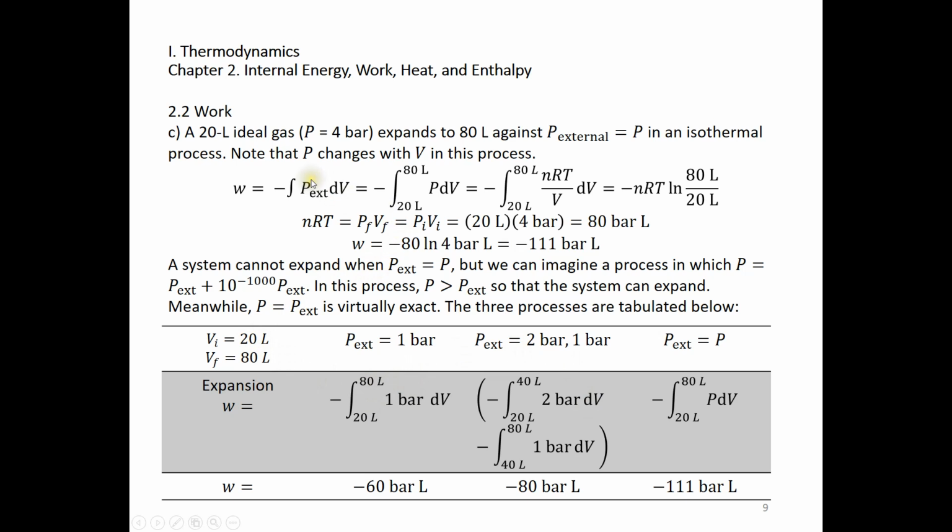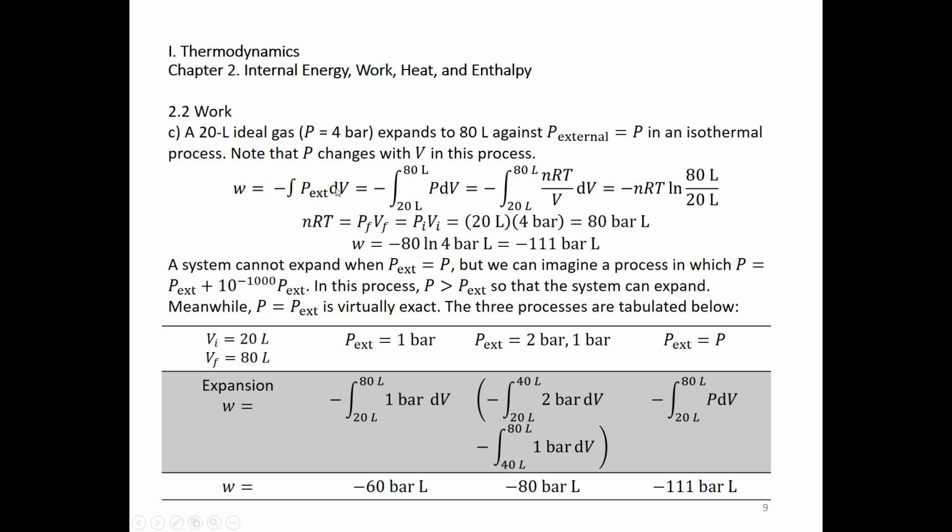So here's another example. In this example, again, a 20-liter ideal gas expands from 20 liters to 80 liters. The system pressure is 4 bars, but now this is kind of strange. The system expands against a P external, and we're going to assume P external is equal to P. The external pressure is equal to the system pressure, also in an isothermal process. Now let's look at the integral for the expansion work.